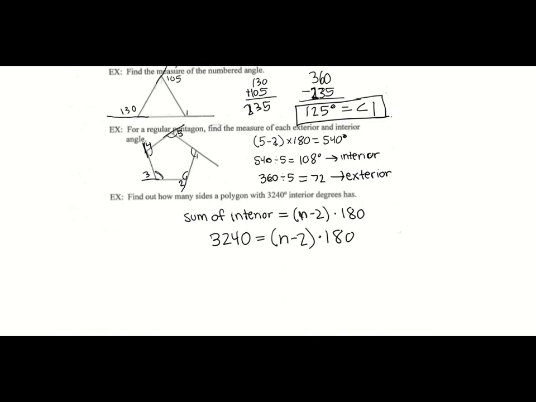First thing I'm going to do is get rid of this 180 outside my parentheses. So if I'm multiplying, I'm going to divide both sides by 180. 3,240 divided by 180 gives me 18. I have n minus 2 left on this side. Add 2 to both sides. And my n is 20. So that means my polygon had 20 sides.